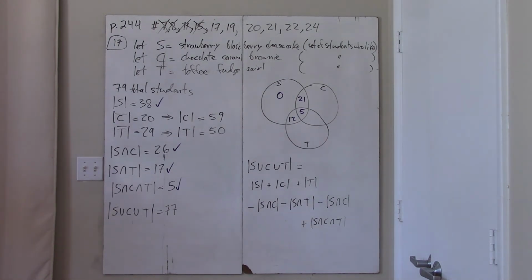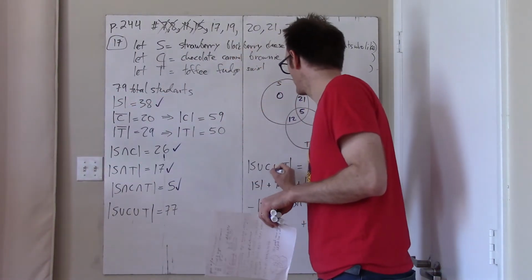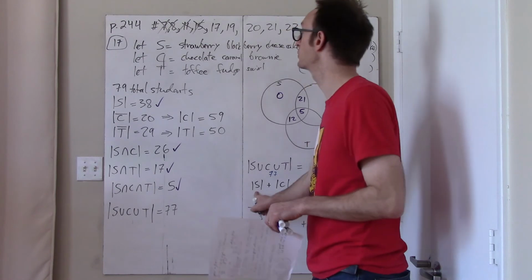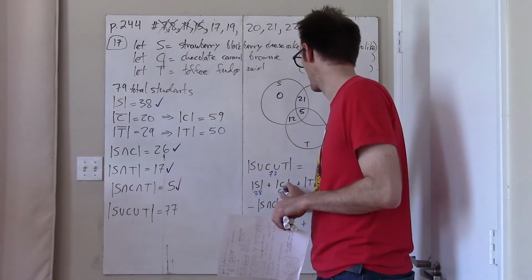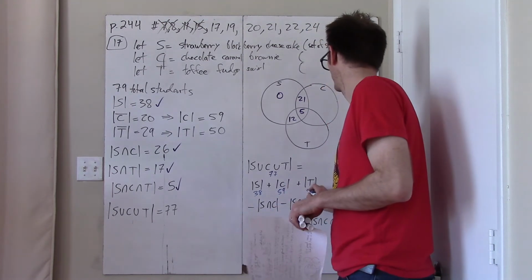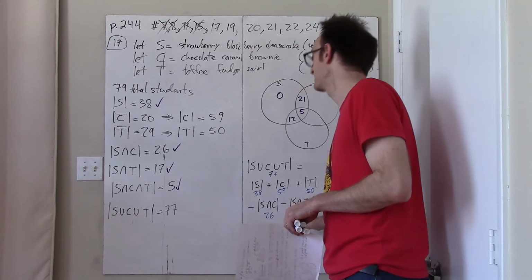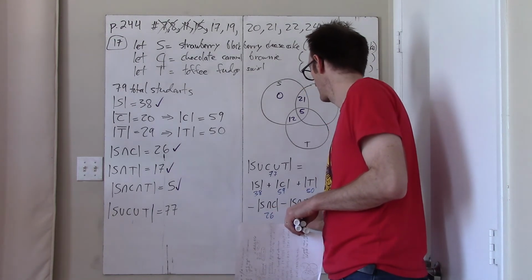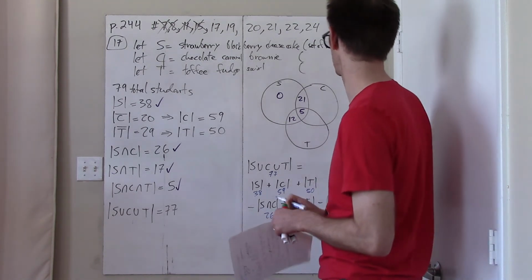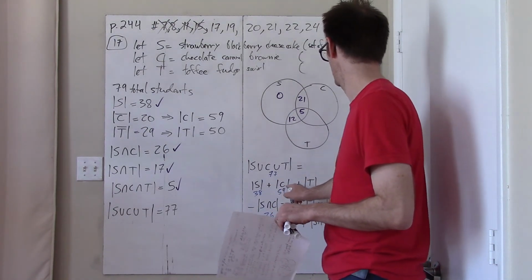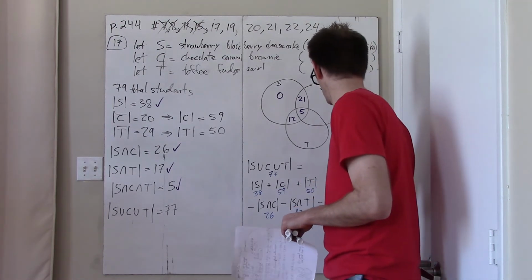So let's go. What is all this? This I know to be 77. This I know to be 38. This I know to be 59. This I know to be 50. This I know to be 26. This I know to be 17. And this I know to be, oops, I did something wrong. S intersect C, S intersect T, and this should say C intersect T.